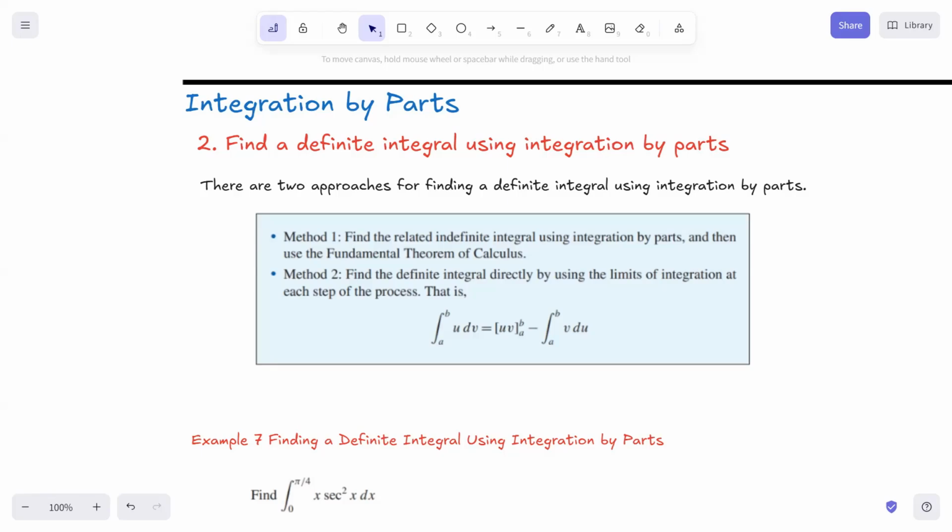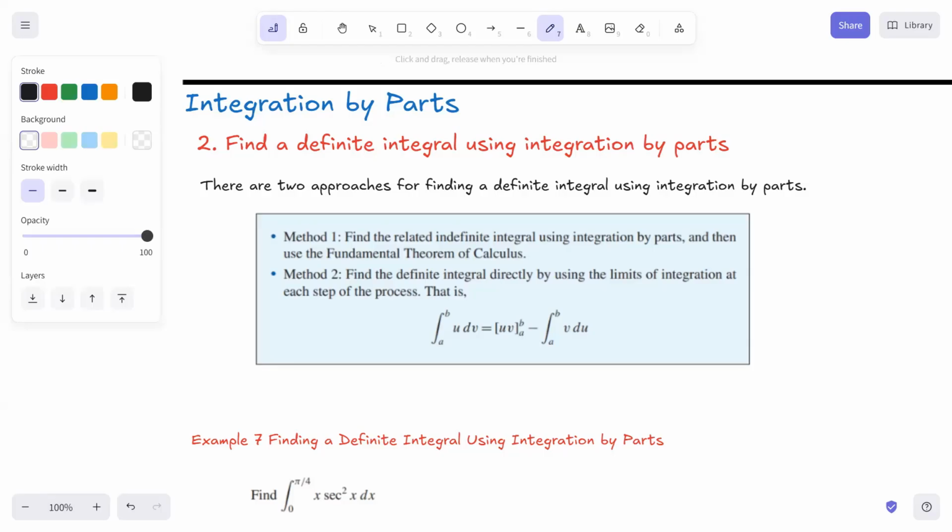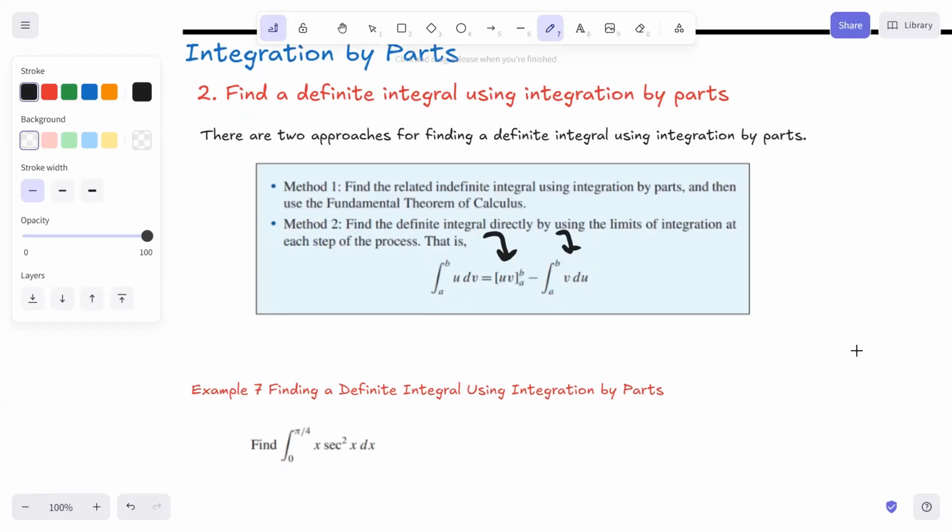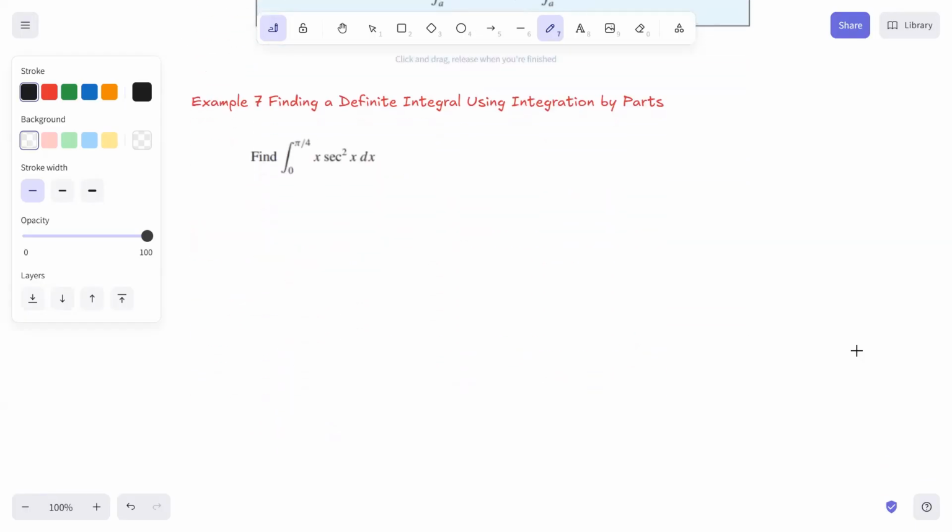In other words, when you do the uv minus the integral of v du, you're going to evaluate the u times v at b and a and subtract, and then subtract from that whatever you get for the definite integral from the v du. Example 7 here, definite integral from 0 to pi over 4 of x secant squared x dx. We'll try method 2 to start off with.